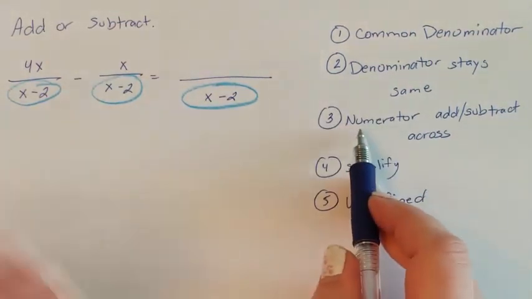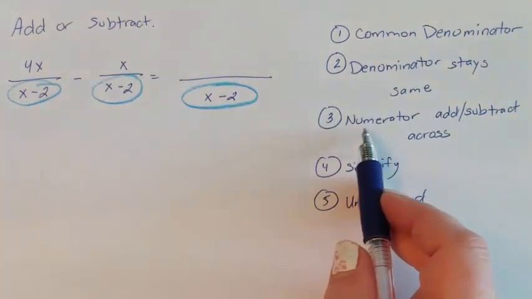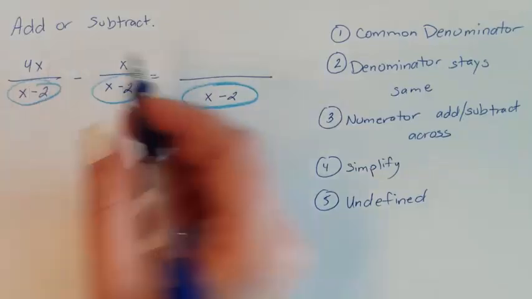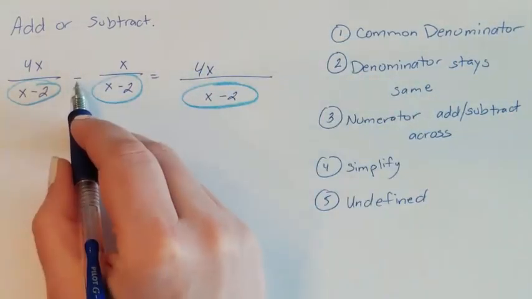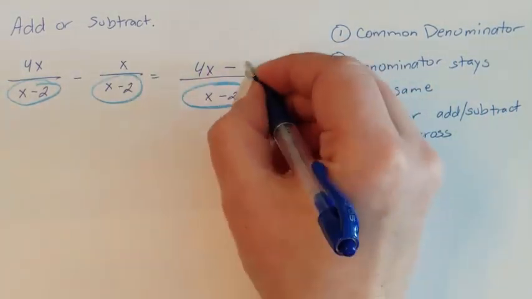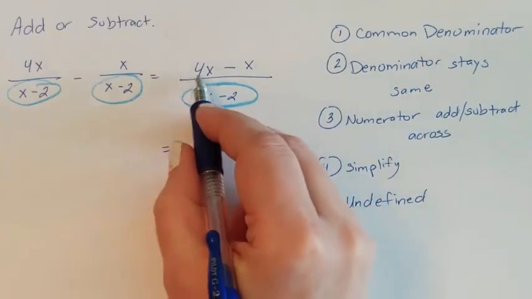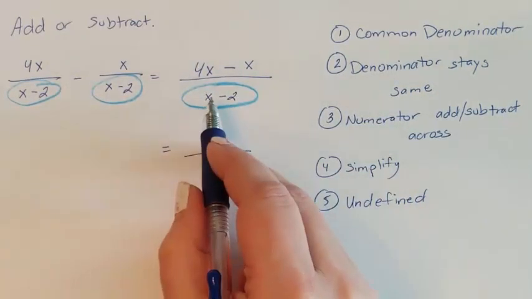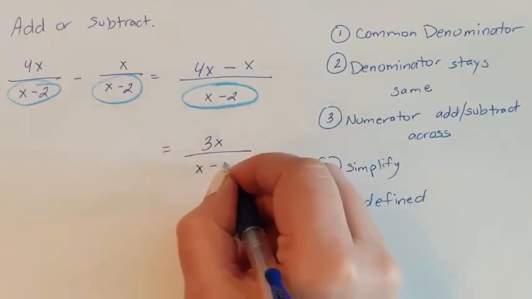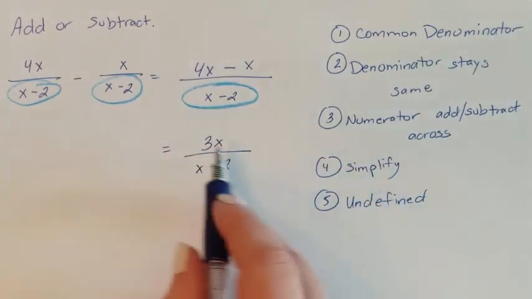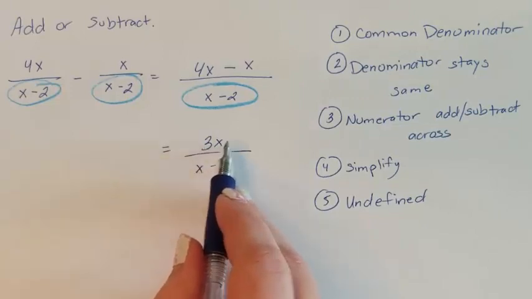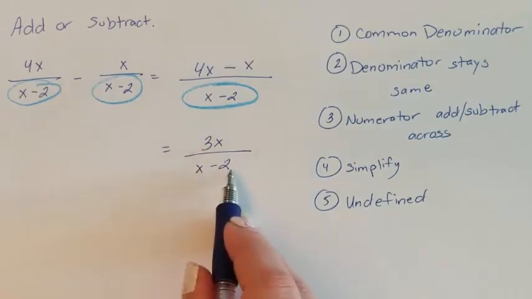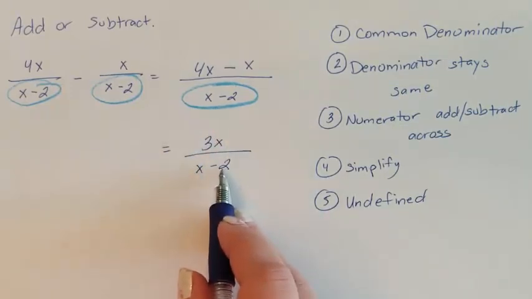The directions tell me that I need to either add or subtract across. So I had a 4x, and now I'm subtracting another x. If I had 4x and I subtracted an x, I have a 3x. My denominator is x minus 2. Can I simplify? There are no GCF or prime factorizations, so I cannot simplify at all.